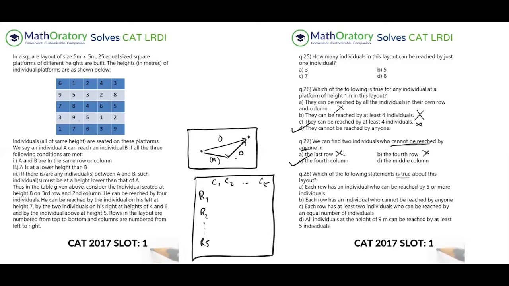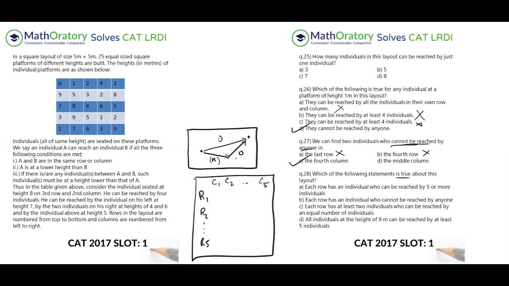Each row has an individual who can be reached by five or more individuals. Each row. That is absolutely silly. There are many rows where we have one, right? Oh, has an individual. Okay. How do I test this? Okay. Five or more, right? Five or more cannot be on the corners. It could be in the corners. Five or more. Okay, I might have to test it. Let me leave that as of now. Let me test the next option.